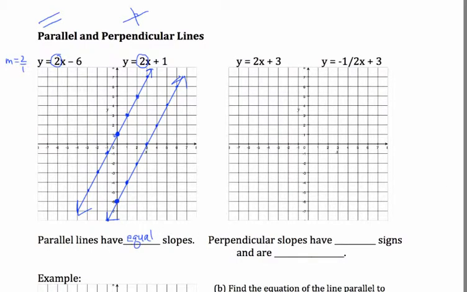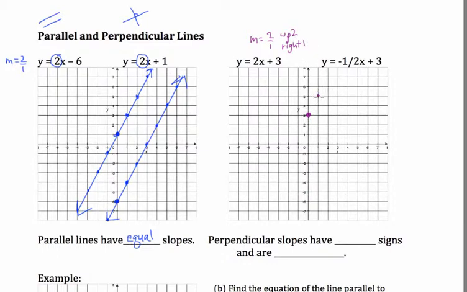Let's look now at perpendicular lines. These two lines will be perpendicular. Let's graph them to see. 2x plus 3. Okay, so plus 3, that means I go to my y-axis and I make a dot. That's the y-intercept. And then my slope is 2. So just like before, I make it into a fraction by putting 1 under it. So that means I'll go up 2, right 1. So from my dot, up 2, right 1.